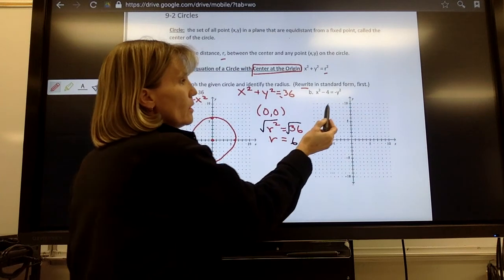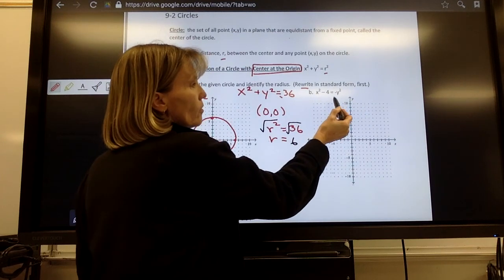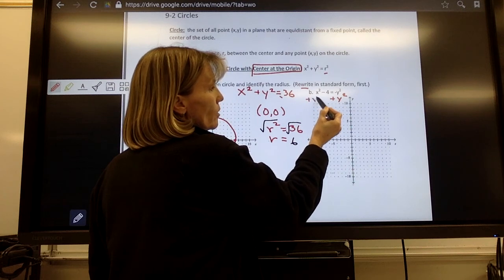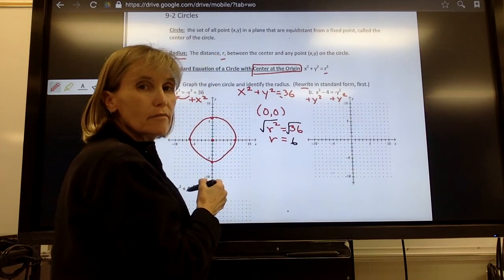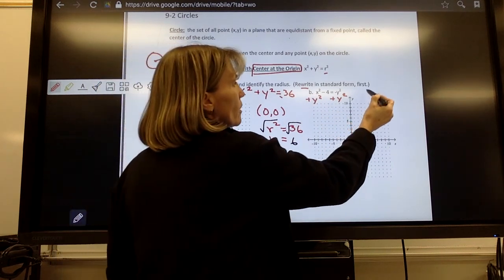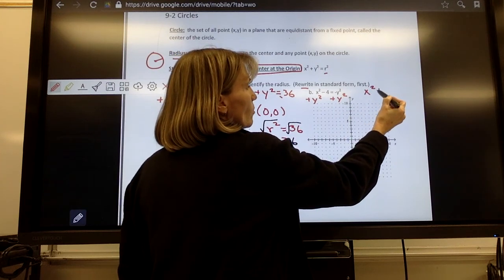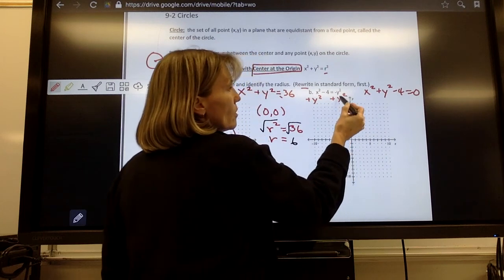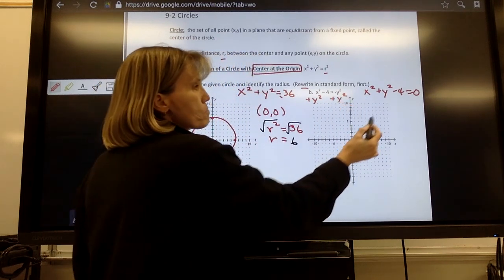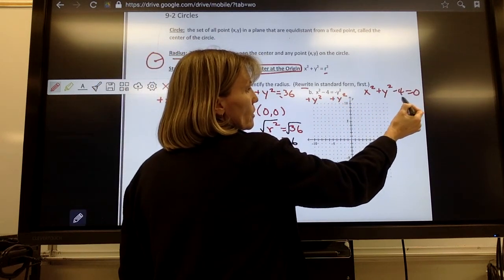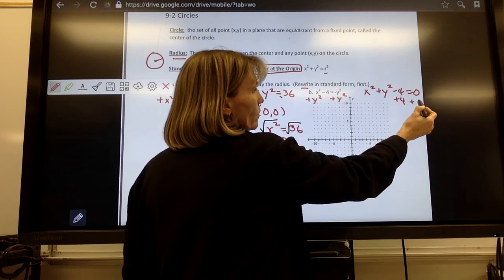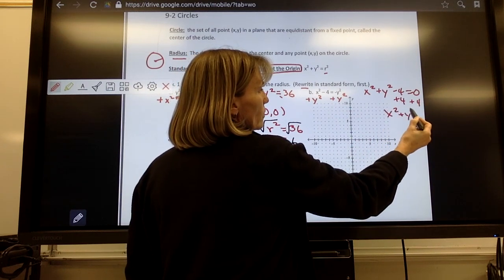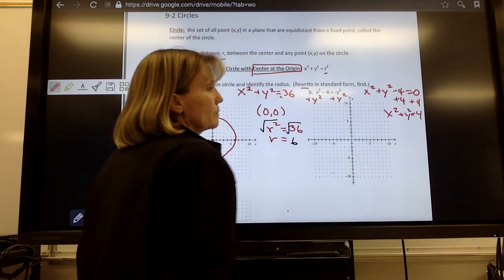Okay, in example B, this time it's the y that's over here. I'm going to add y squared to both sides. I want my x squared and my y squared to both be positive. So I'm going to add y squared. I would have x squared plus y squared minus 4 equals 0. I add y squared and I have 0. And I've got to take that 4 to the other side. So I'm going to add 4. So I'm going to have x squared plus y squared equals 4.